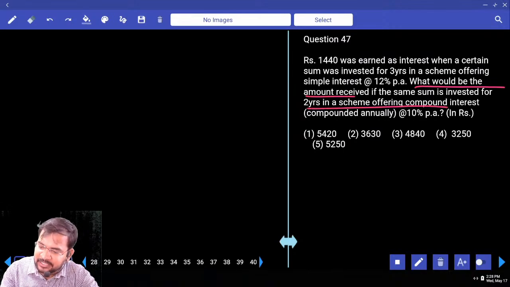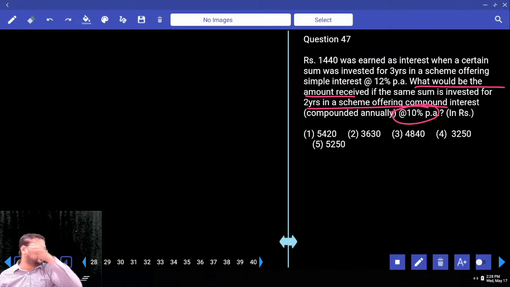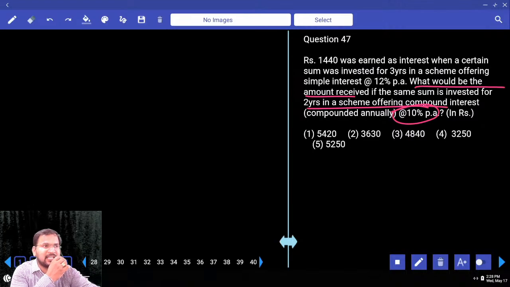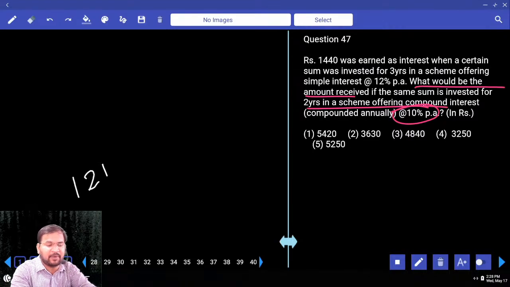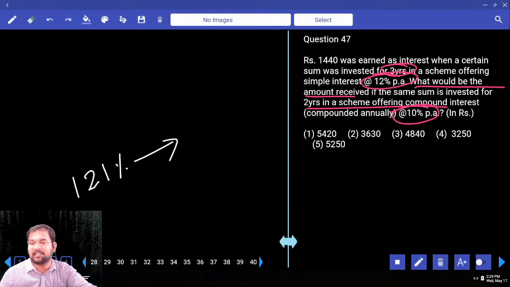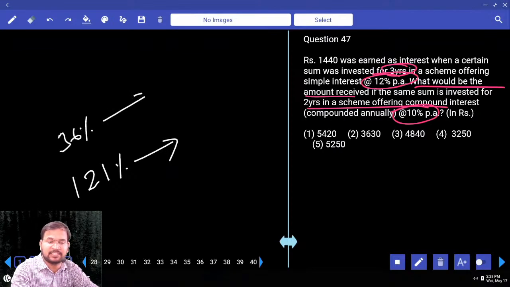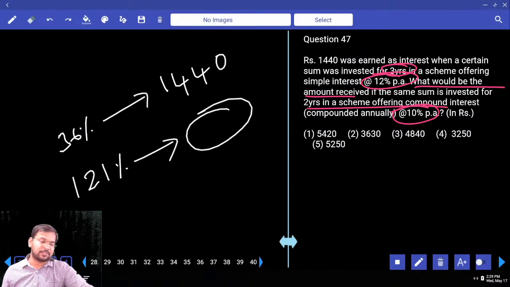2 years compound interest na? 10%, 10%, 1% na? 21% na? Interest is 21% na? Amount should be 121%. So we need to calculate 121%. Now 1 year rate of interest is 12% na? 3 years is 36%. 36% is what? 1440.